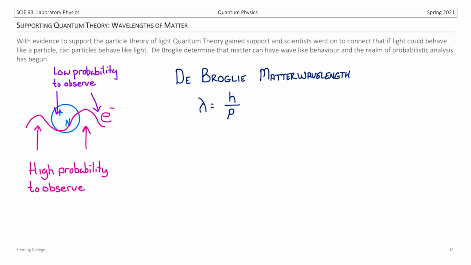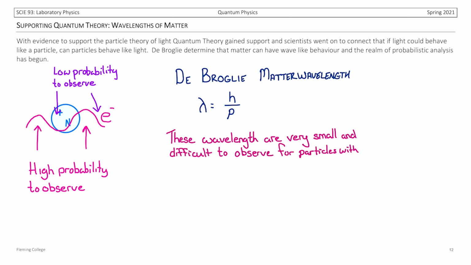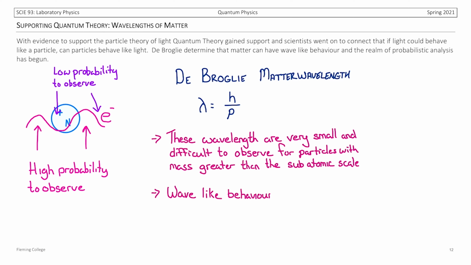Now, for particles with mass much greater than a subatomic scale, these wavelengths are extremely small and very difficult to scientifically observe. So we can see these wavelengths at the electron level, we have seen them at the proton and neutron level, but when you start doing calculations to try and determine what they would be for things the size of a baseball, they start to have a very, very small magnitude.